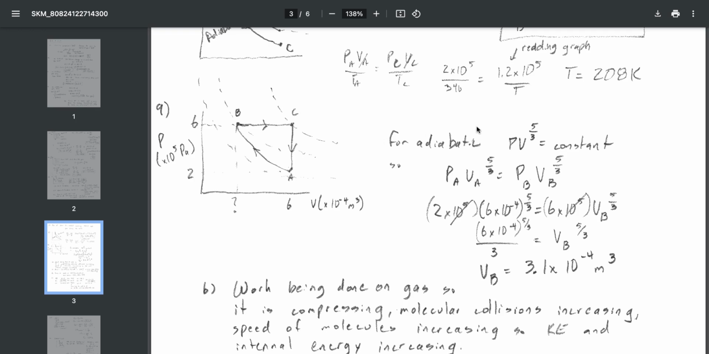Now, make sure that you read this part. For adiabatic, they talk about this relationship here, PV to the 5/3 is equal to a constant. So the process is adiabatic compression. From A to B, you could say PA VA to the 5/3 is equal to PB VB to the 5/3. Make sure you're good with the way to put these into your calculator. When I solved this out, I got 3.1 times 10 to the negative fourth meters cubed as my volume. This 5/3 refers to monatomic gases. If you do a diatomic gas, I believe it goes to 7/3.